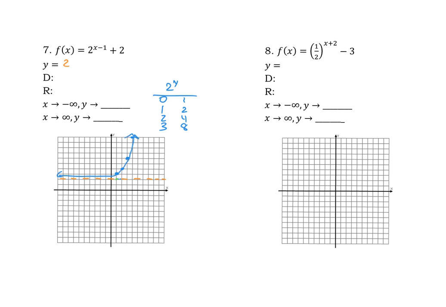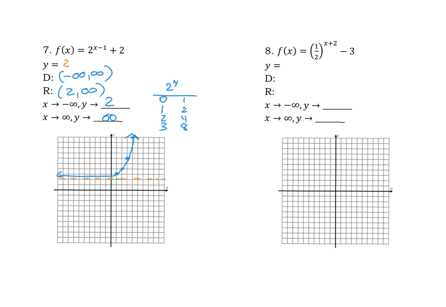My domain is negative infinity to infinity, and my range is from the asymptote at 2 to infinity. My end behavior, as I go to the left, I'm going down towards that asymptote, so that is going to approach 2. As x goes to the right, it's going up to infinity.